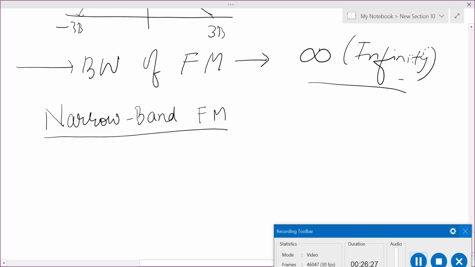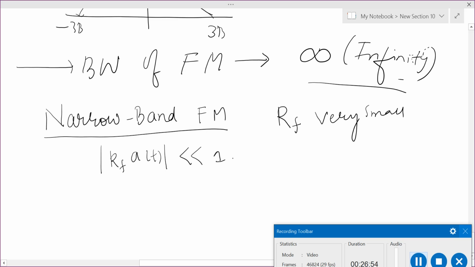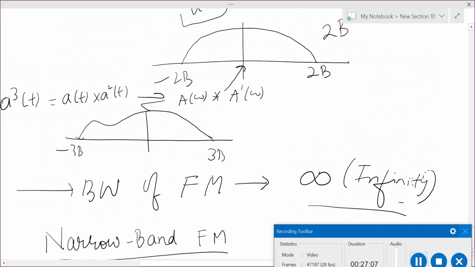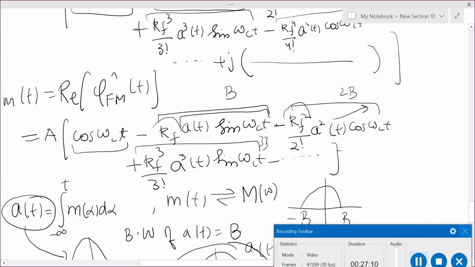In narrowband FM, what we assume is that this constant kf is very small, and the message signal a of t anyway always has a small value. But we are assuming this kf is very small, so that we can easily assume that mod of kf times a of t is much less than 1, and it is up to the designer. We can always design FM modulators in such a way. Suppose kf is 10 to the power minus 2 or 10 to the power minus 3, then kf square is 10 to the power minus 4 or 10 to the power minus 6, negligible, right? So we can easily neglect higher order terms with such small values of kf. Such an FM is called narrowband FM.